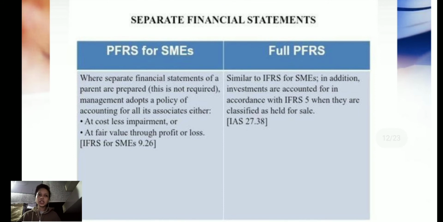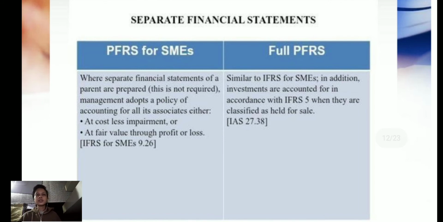In separate financial statements under PFRS for SMEs, where separate financial statements are prepared, this is not required. Management may adopt a policy of accounting for an associate either at cost less impairment or at fair value through profit or loss. The full PFRS is similar to PFRS for SMEs, with an additional point: investments are accounted for in accordance with PFRS 5 when they are classified as held for sale.